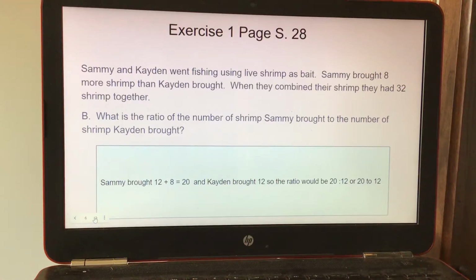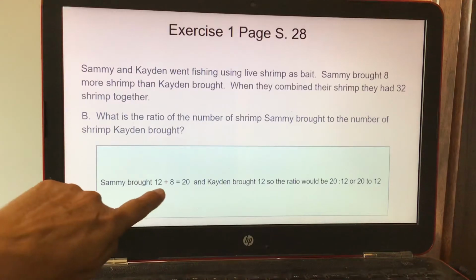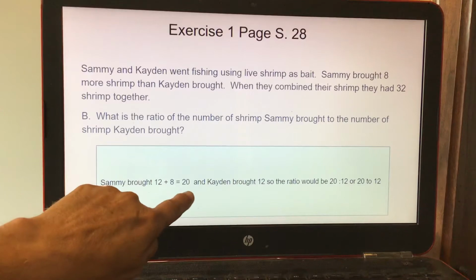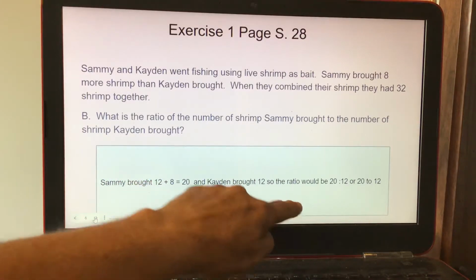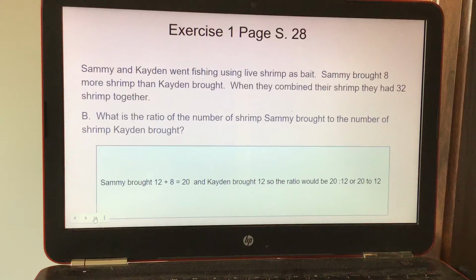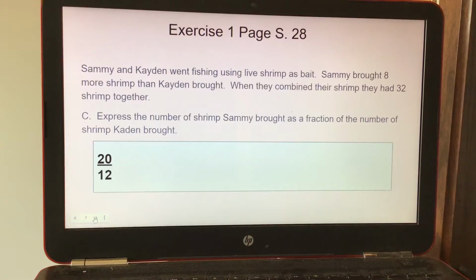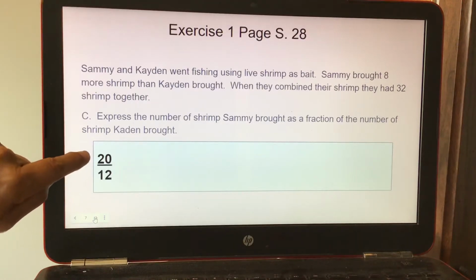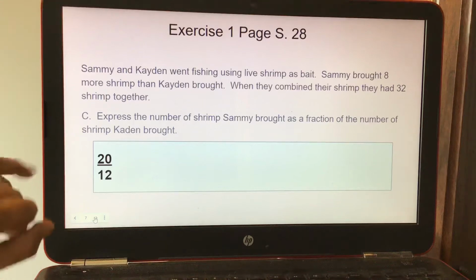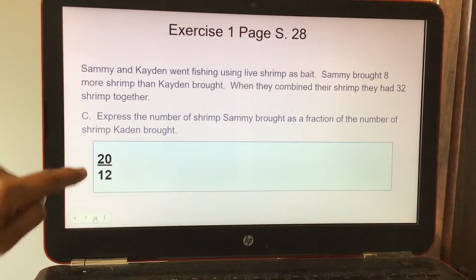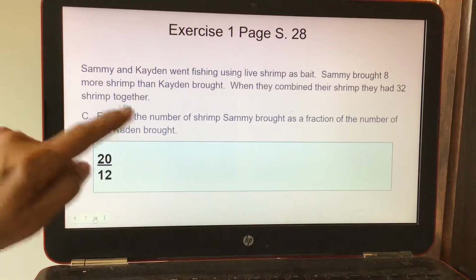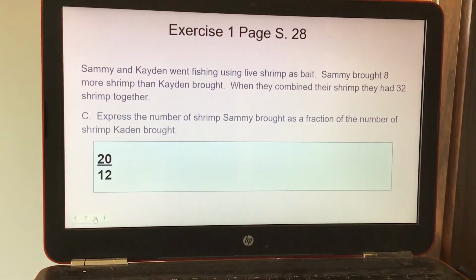Okay, B, what is the ratio of the number of shrimp Sammy brought to the number of shrimp Kaden brought? So Sammy brought the 12 plus the 8 more, which equaled 20, and Kaden brought 12, so the ratio would be 20 to 12, however you want to write it. It says express the number of shrimp Sammy brought as a fraction of the number of shrimp Kaden brought. So Sammy brought 20, his number goes on top because they mentioned him first for the ratio. So that's your numerator, and your denominator would be what Kaden brought, which was 12. So it'd be 20 over 12.